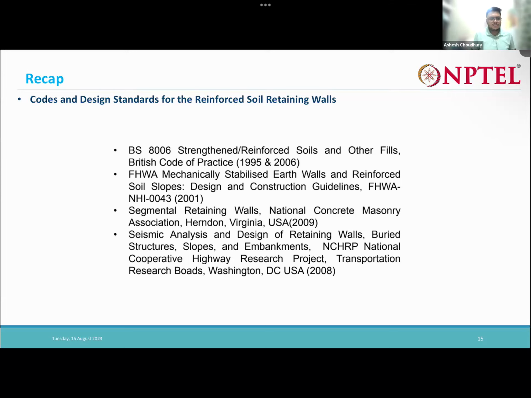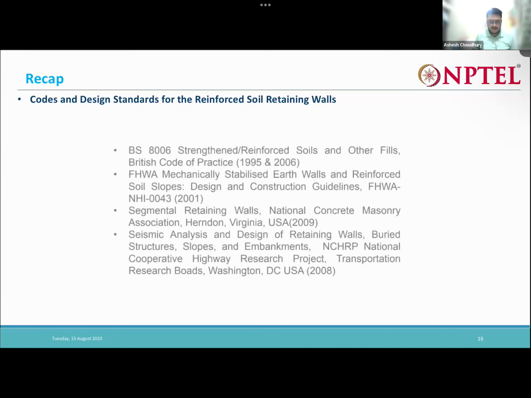Okay, so next we have the codes and design standards for reinforced soil structures. The main code is BS 8006, the Code of Practice for strengthened/reinforced soils and other fills, a British code. I think that is being updated now. I forgot the year, but I think after 2006 it has been updated once more. Please check, and for all of these codes, check the latest version on the internet, as they might have been updated.